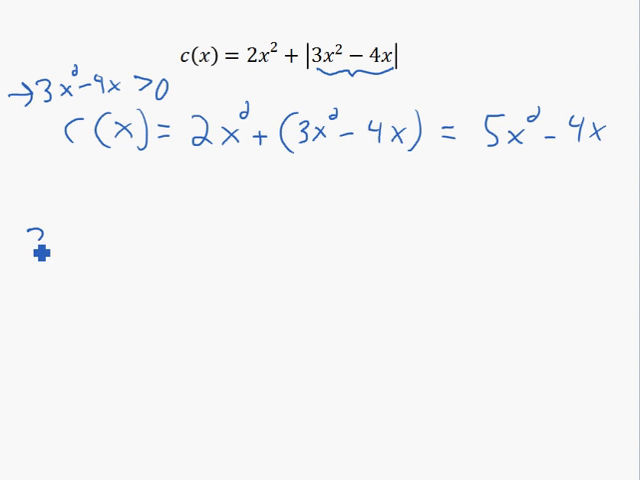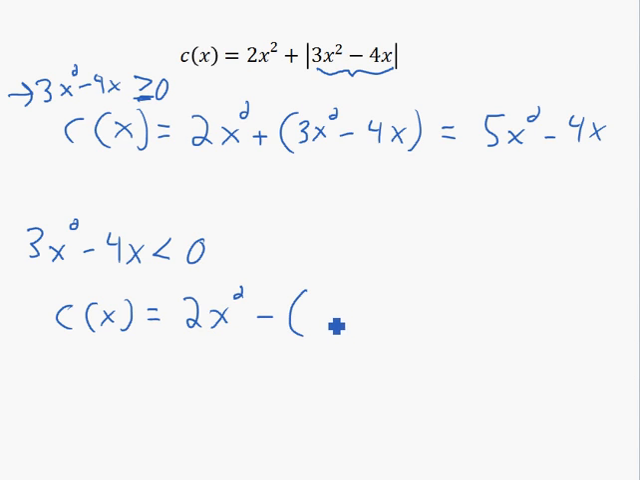But if 3x squared minus 4x is less than 0, let's put it equal to on here, okay? Because if it's 0, absolute value doesn't do anything anyway. But if 3x squared minus 4x is less than 0, then C of x is going to equal 2x squared minus 3x squared minus 4x. But remember, 3x squared minus 4x is a negative number, so the absolute value changes its sign.